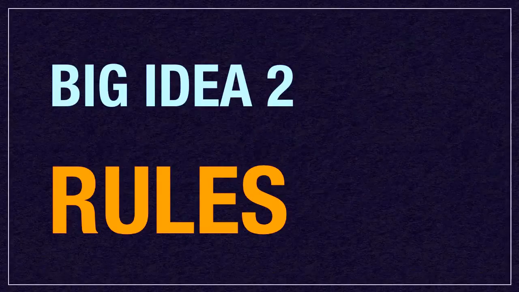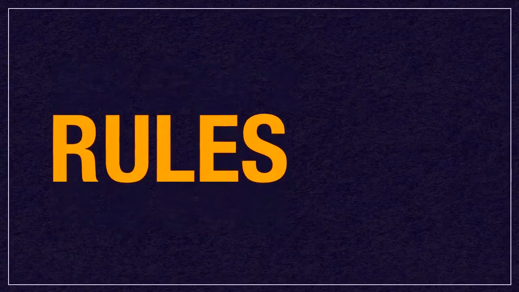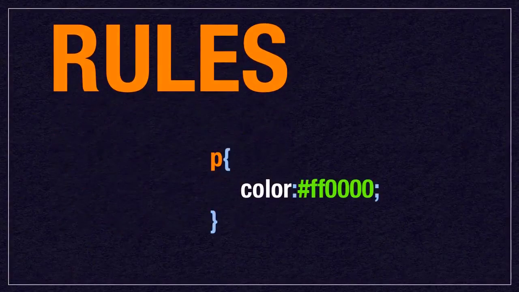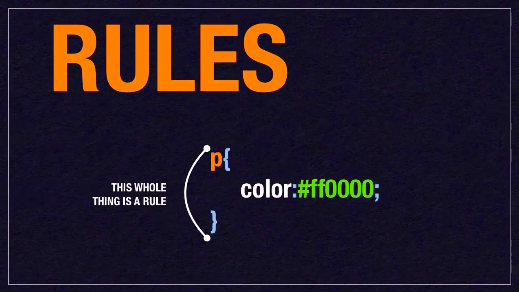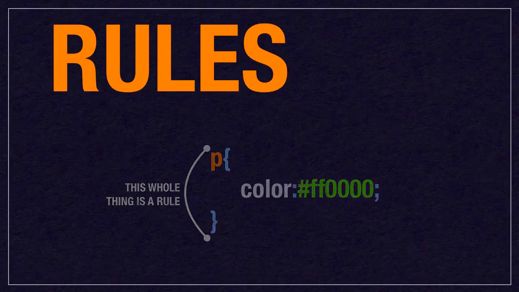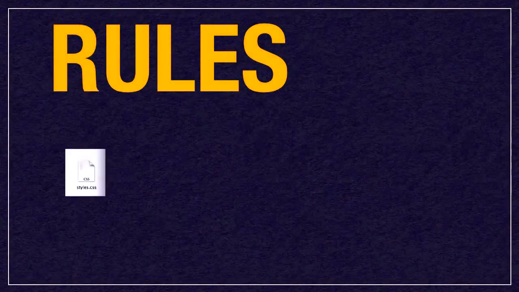So the second big idea is rules, right? And rules are essentially what CSS is about. This is an example of a rule. The whole thing is a rule, right? We'll break down the pieces of it too, because those are some of the other ideas we're going to cover.